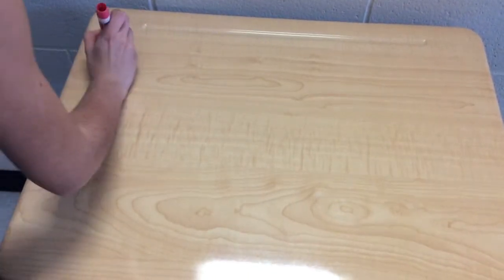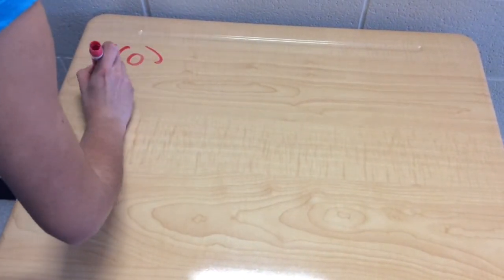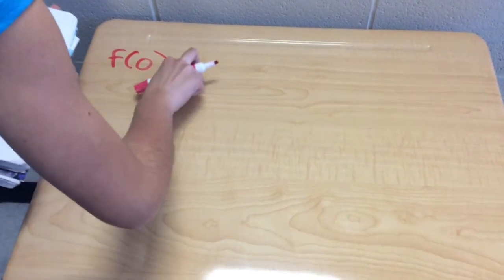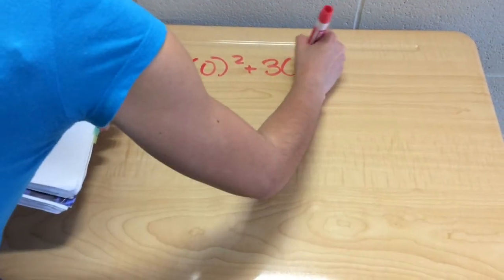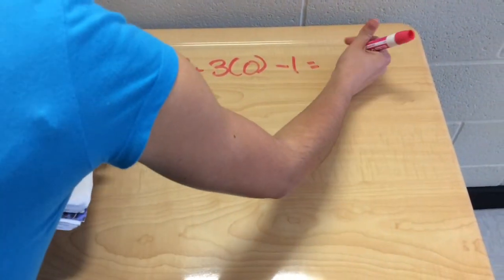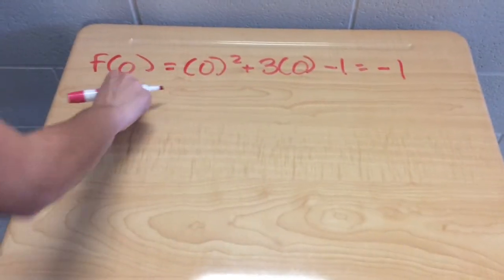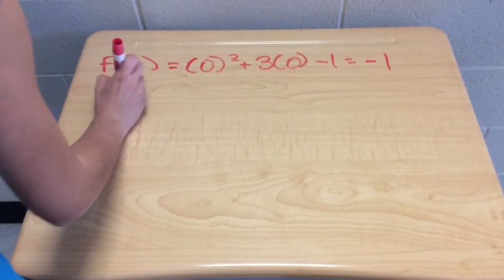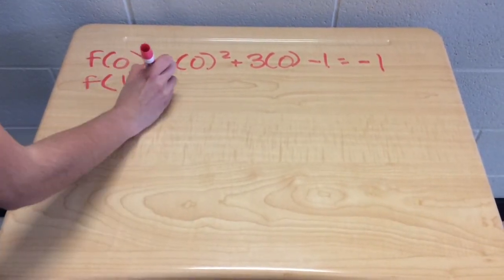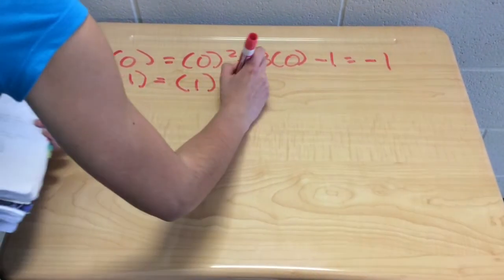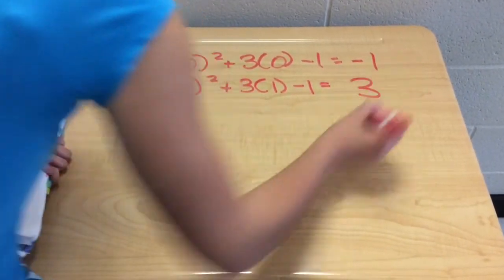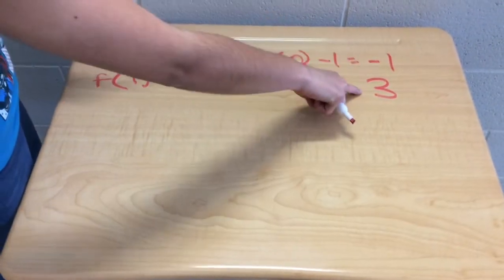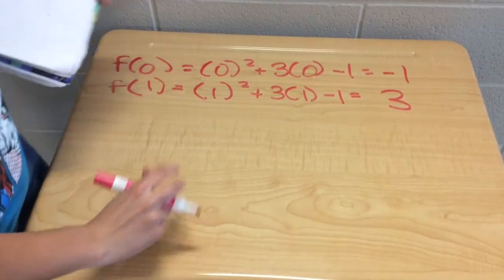Okay, so for this problem, we first have to start out by testing points. We're going to start out with f of 0, and when you plug it in, it equals -1. To test another point, we're going to choose the next integer, 1. When we test that, we get 3. And we know that in between -1 and 3 is 0, so there must be at least one 0 by the IVT.